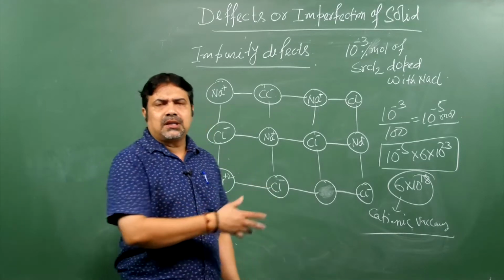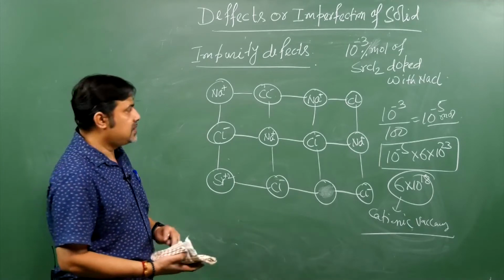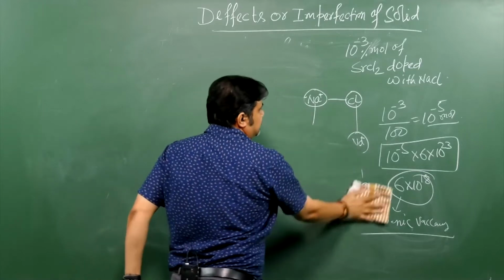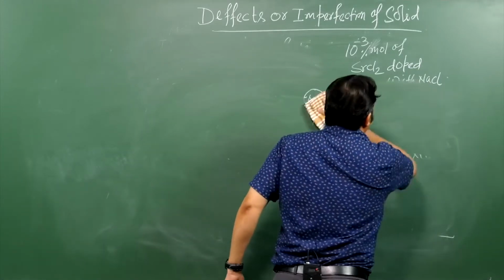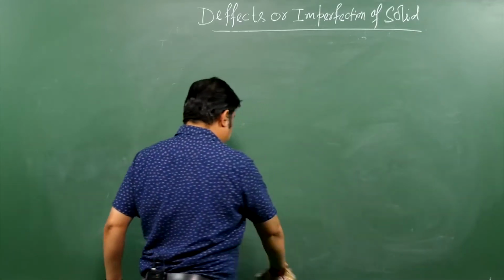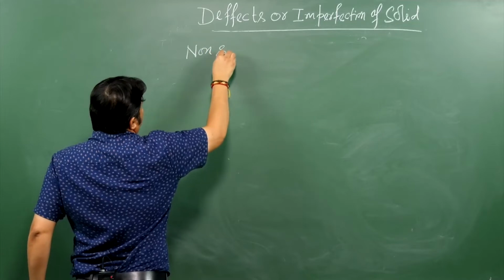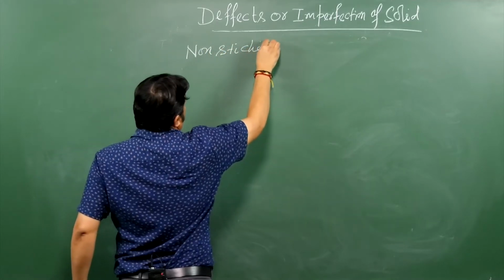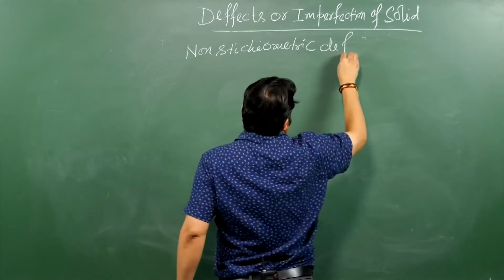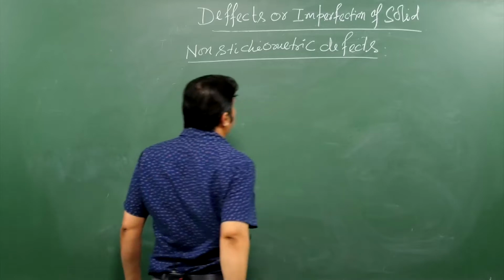So this is all about the stoichiometric defects. Then we will focus on the non-stoichiometric defects. So what are non-stoichiometric defects? In non-stoichiometric defects, what will happen?